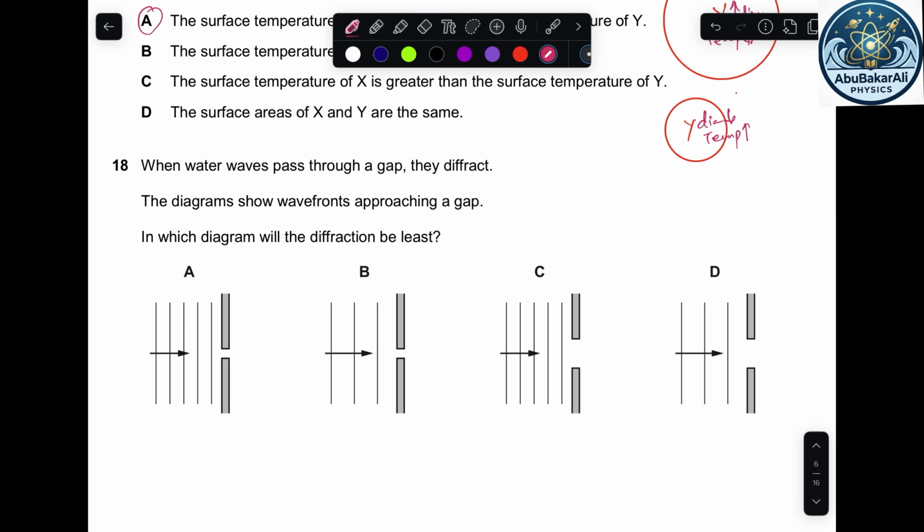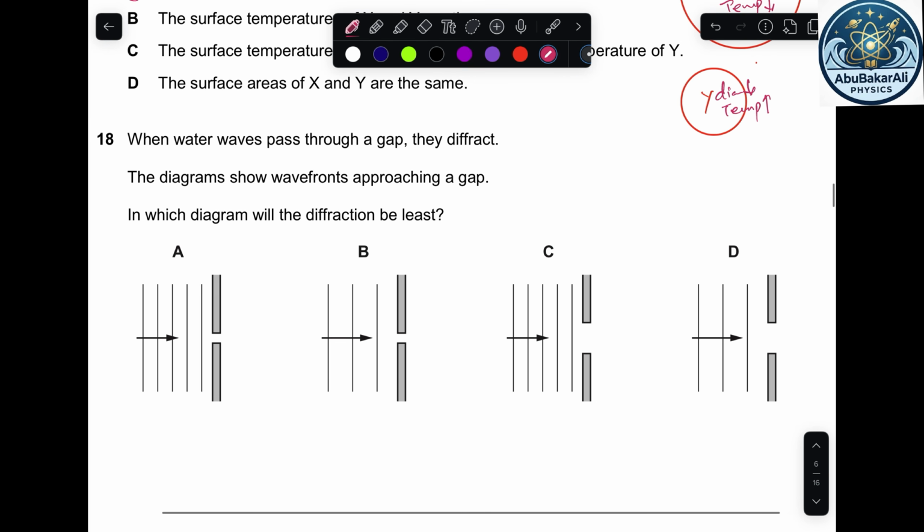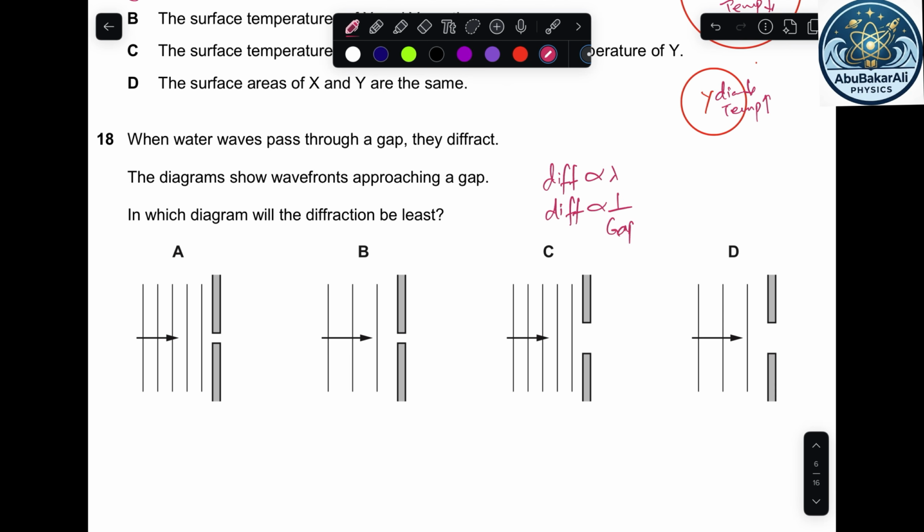18. When water waves pass through a gap, they diffract. The diagram shows wavefronts approaching a gap. In which diagram will the diffraction be least? So you have to tell the least diffraction. Diffraction is directly proportional to wavelength, and you can say inversely proportional to the gap width. So first we have to check for the least. For the least, the wavelength should be less.